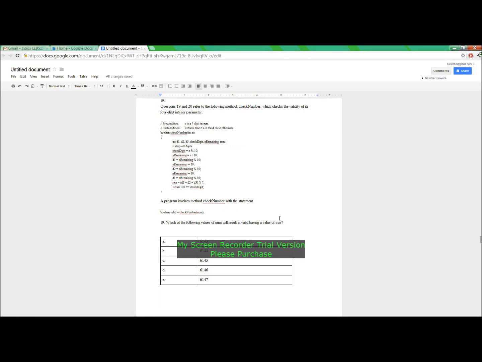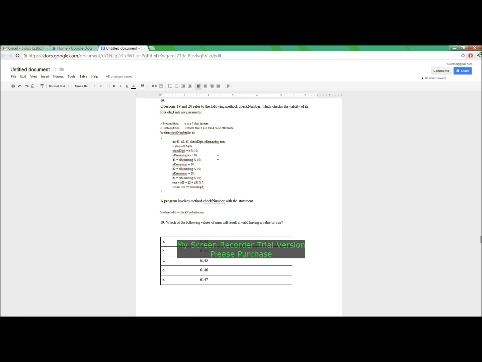Okay, so for question 19, we have the following method, checkNumber, which checks the validity of its 4-digit integer parameter. The precondition is n is a 4-digit integer, as seen here, all of them 4-digit integers. The postcondition returns true if n is valid, false otherwise. So this program is then called with boolean valid = checkNumber(num). So we're only really looking at this.